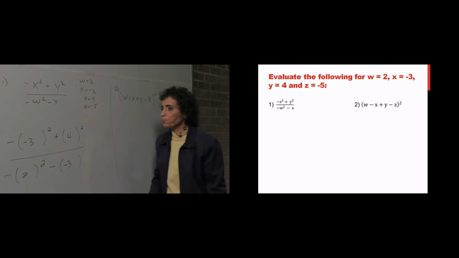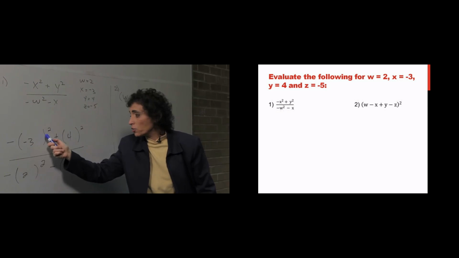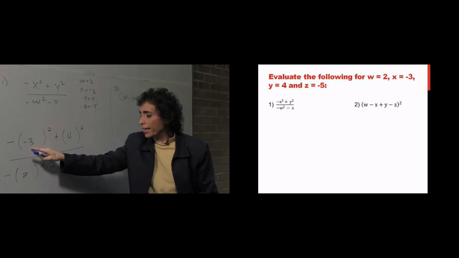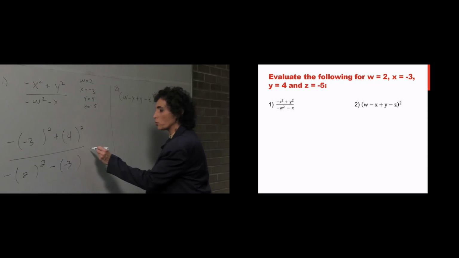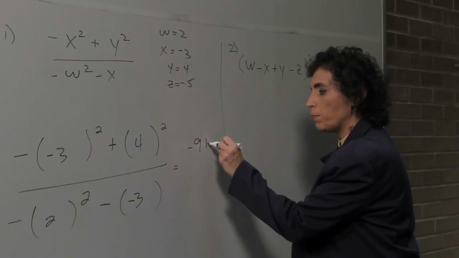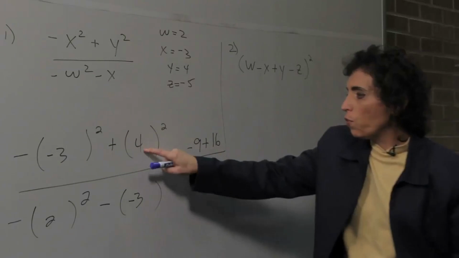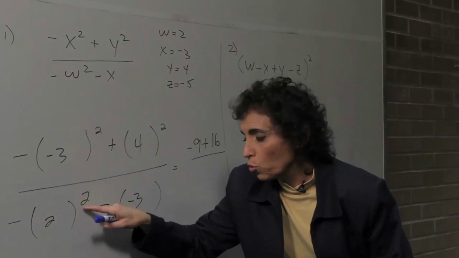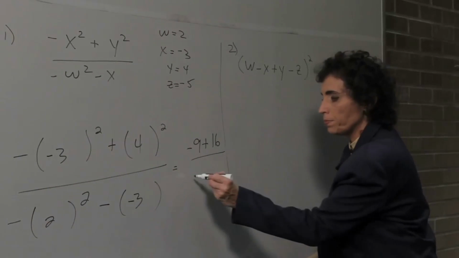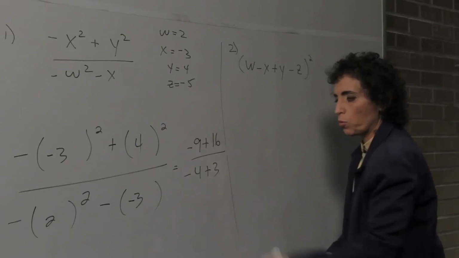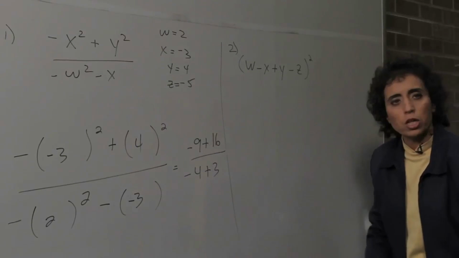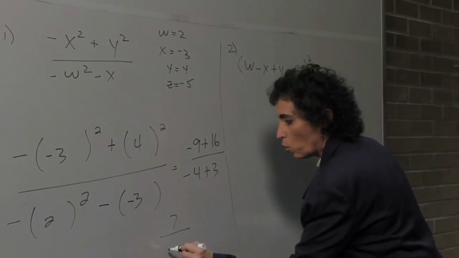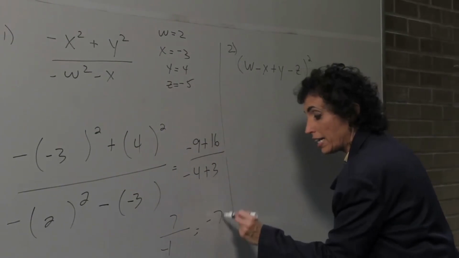Okay, so here we go. I can't do negative negative because I got to do order of operations, which is exponents first. Negative 3 quantity squared is 9, so that is negative 9 plus 16. 4 times 4 is 16. Here I have negative 2 squared, so negative 4 plus 3. Negative 9 plus 16 is 7 over negative 1, which is, again, negative 7.